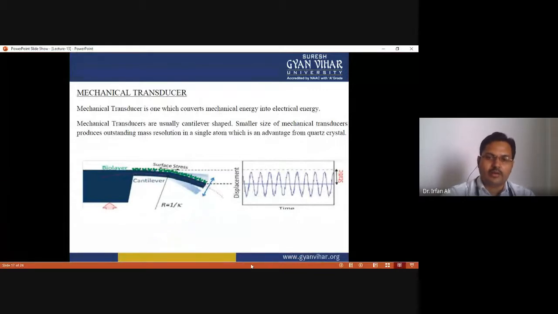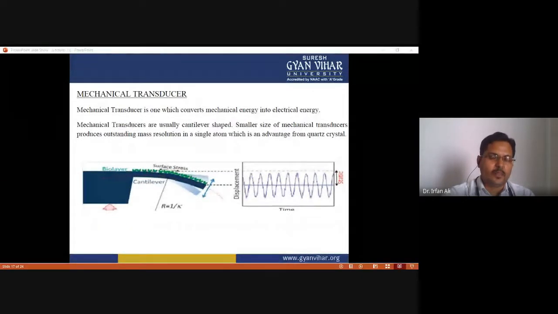Now the mechanical transducer. A mechanical transducer is one which converts mechanical energy into electrical energy. So that's why mechanical transducers are usually cantilever shaped, as shown in the figure. The smaller size of a mechanical transducer produces outstanding mass resolution down to a single atom, which is an advantage over the quartz crystal.